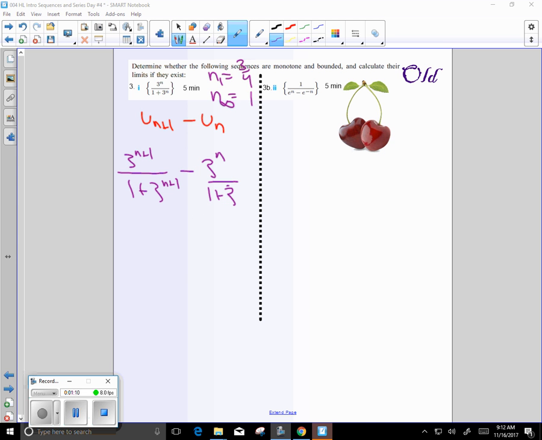My guess is you don't like that. Am I right? Yeah, you don't like that. So let's make it a little breezier. This is 3 to the n times what? How many 3 to the n's is this? 3 to the n times 3 to the 1, which is how many 3 to the n's? 3 of them. 3 to the n's, minus 3 to the n over 1 plus 3 to the n.